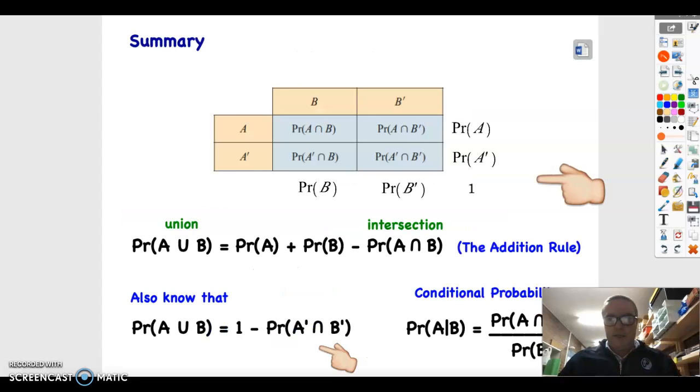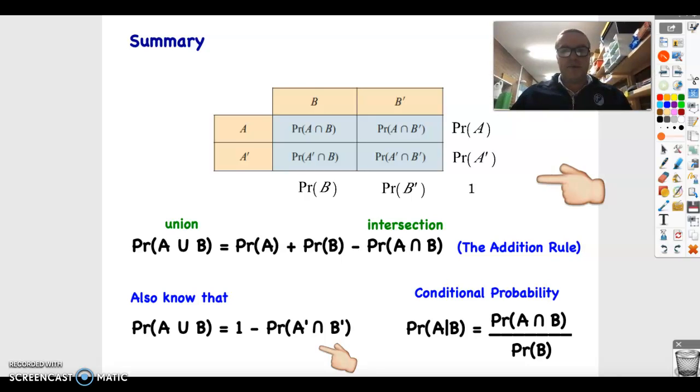What we're looking at here is just a quick summary of things that I've discussed in this video. Right at the end there, we talked about the addition rule. It's an equation with 4 terms, so we can always solve for one of those terms if we know the other 3. We've looked at 2 ways of calculating the probability of the union using this equation and this equation, and we've also covered very quickly the formula for conditional probability.